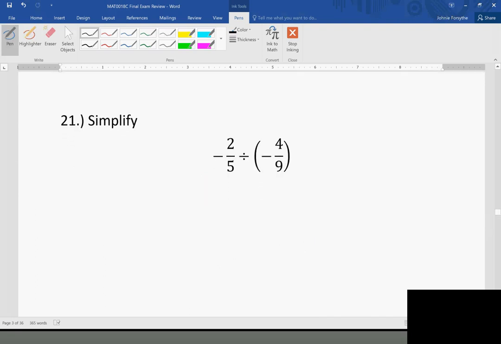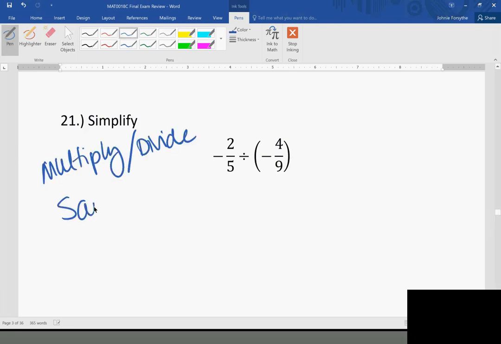Okay, so now simplify. Negative 2/5 divided by negative 4/9. So remember, when you divide or multiply same signs, the answer will be positive. So this is going to be a positive quotient.